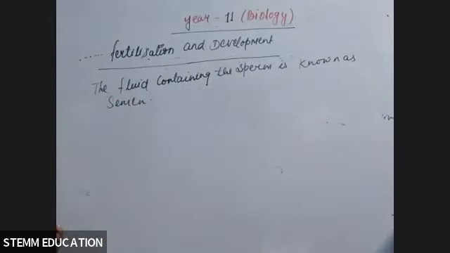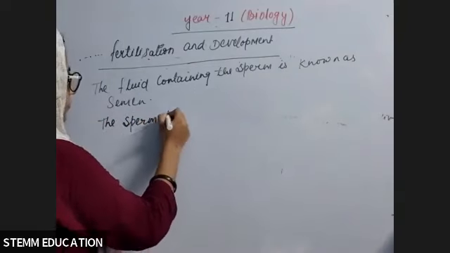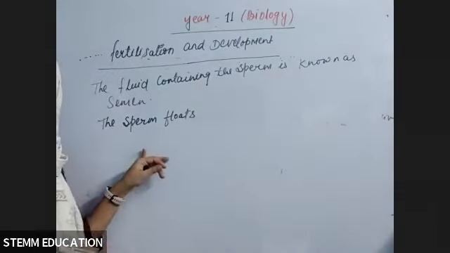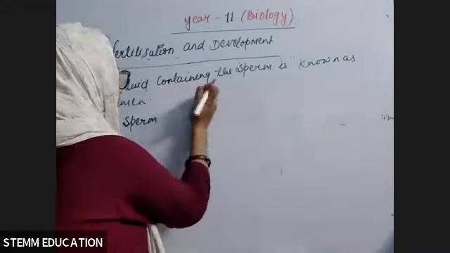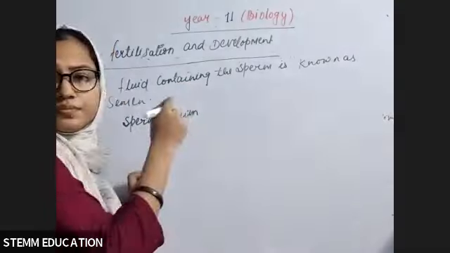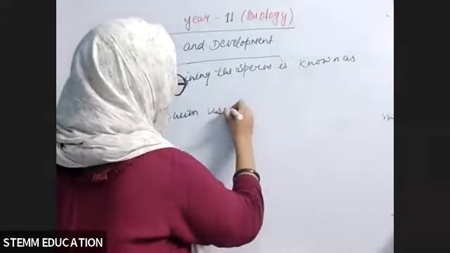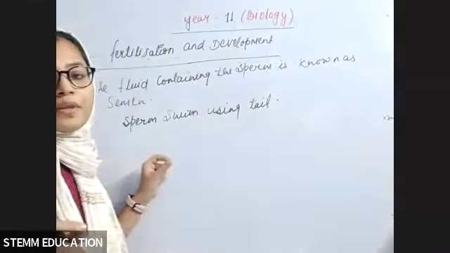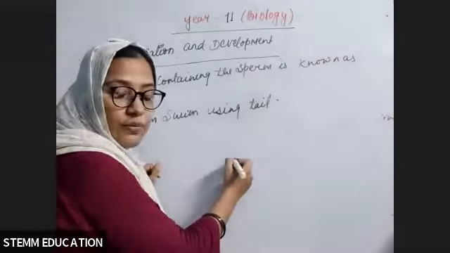Okay? And the sperm floats, or swims, you can write swim, using their tail, because sperm has several parts, right? What type of structure does it have?